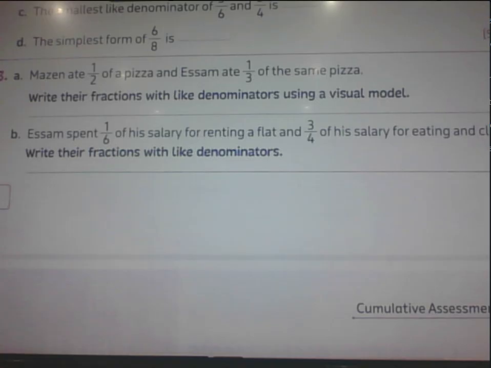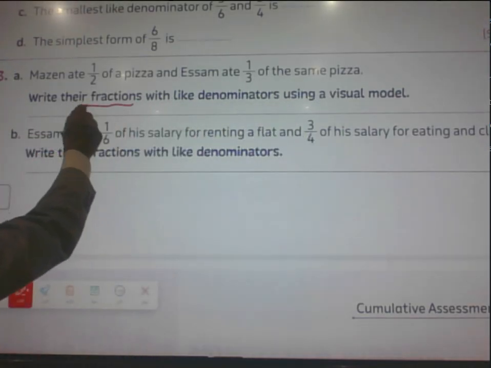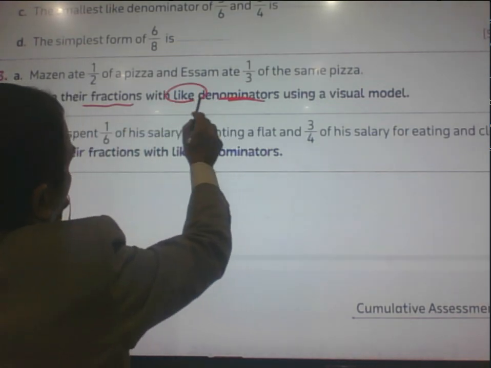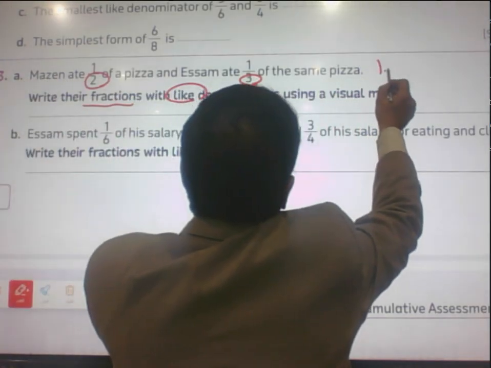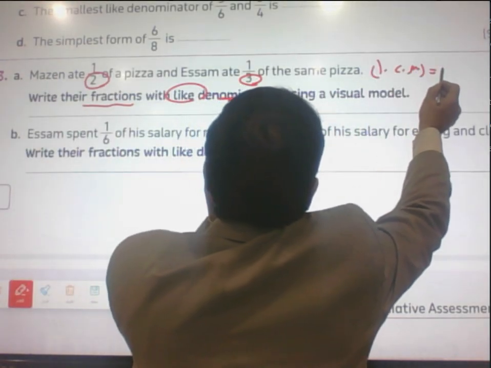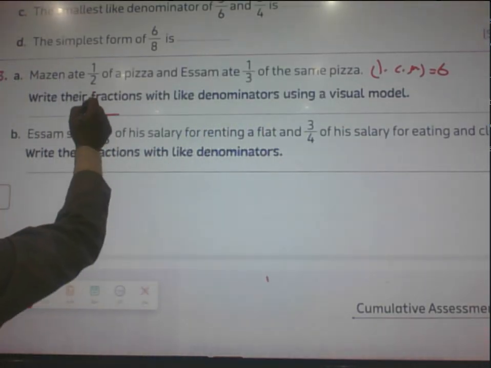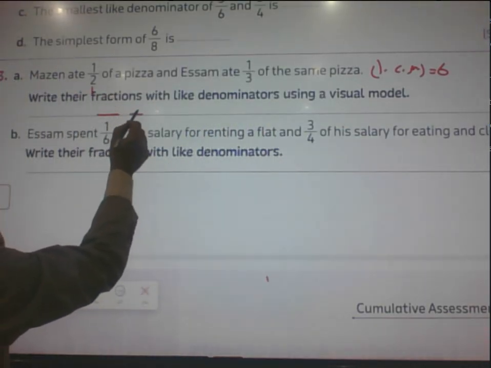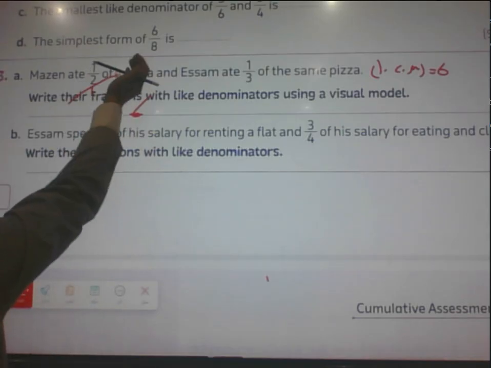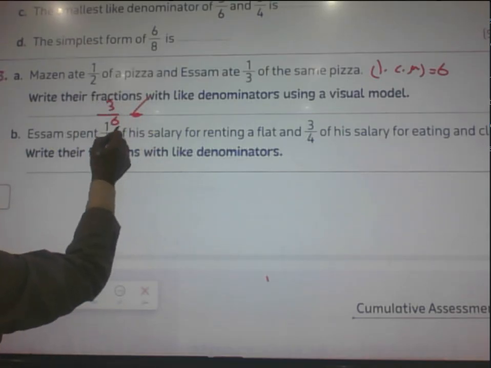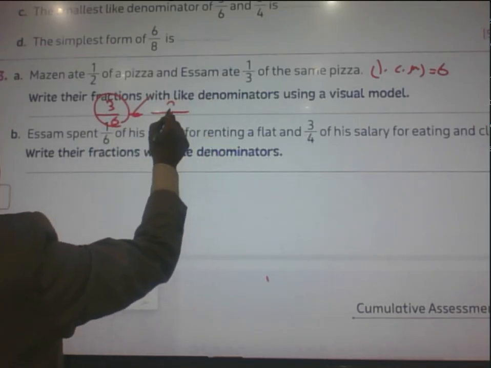Imagine a half of a pizza and a third of the same pizza. Write their fractions with like denominators using visual models. Okay, we have 2 and 3. The least common multiple between the two denominators equals 2 times 3 equals 6. Then you can rewrite this fraction by multiplying up and down by 3. The first will be 2 times 3 equals 6 and 1 times 3 equals 3. Then we have 3 over 6. And here also 3 times 2 equals 6, 1 times 2 equals 2.